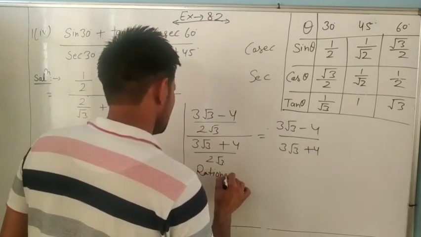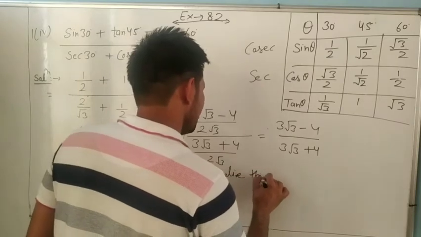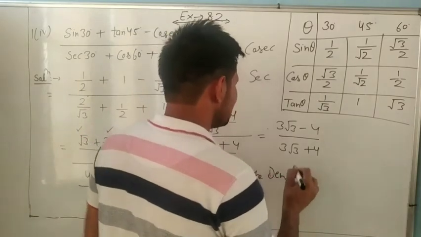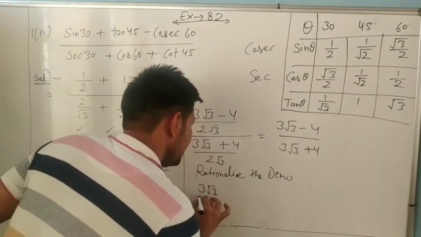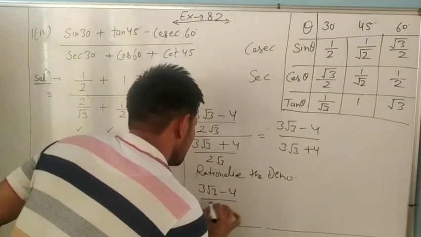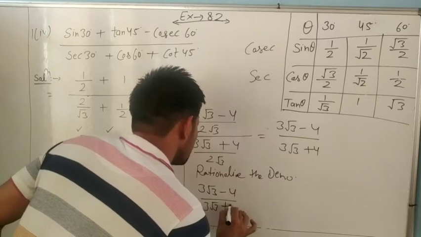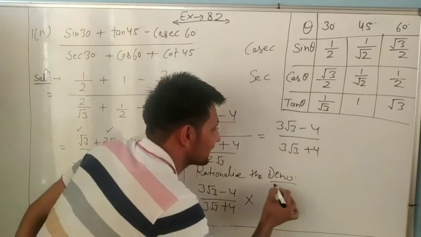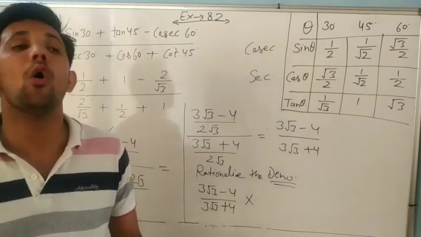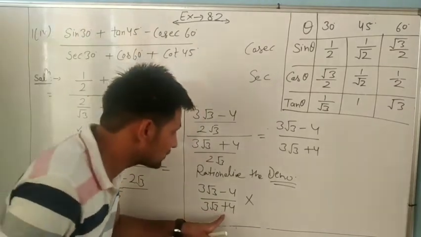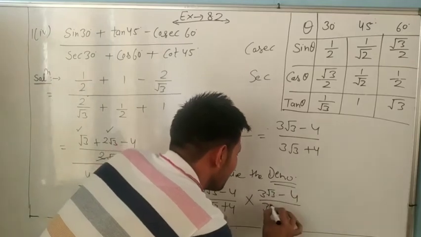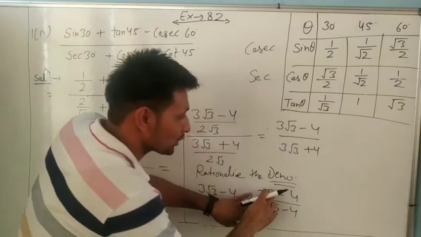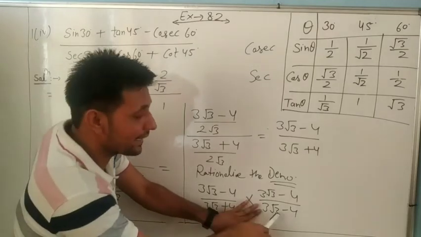Rationalize the denominator. What is the meaning of rationalize? Look at 3 root 3 minus 4 over 3 root 3 plus 4. Whose rationalization are we taking? The denominator. Only one thing to remember: you change the sign of the denominator, and multiply and divide by the same number.